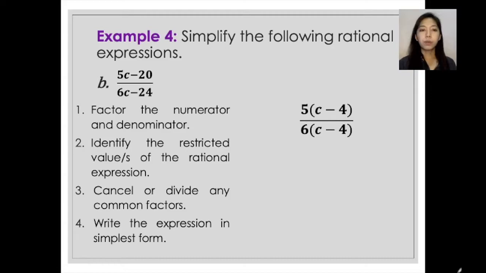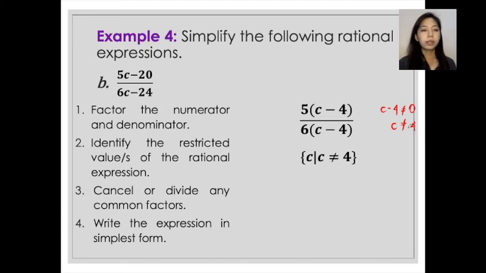For the second step, identify the restricted value or values of the rational expression. In the denominator, you can actually see two factors, the 6 and the c minus 4. For the 6, we cannot put any restriction, but for c minus 4, you have to equate it to 0, so it would be c minus 4 is not equal to 0. Apply the addition property of equality, so add positive 4 to both sides, and this will give us the value of c should not be equal to positive 4. So therefore, the restriction would be the set of c such that c is not equal to 4.